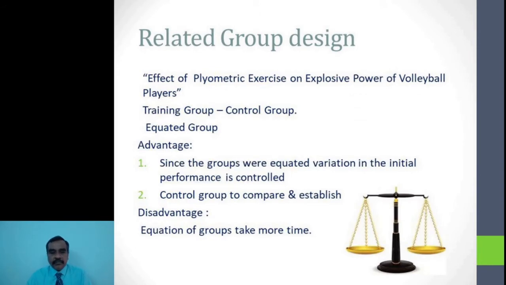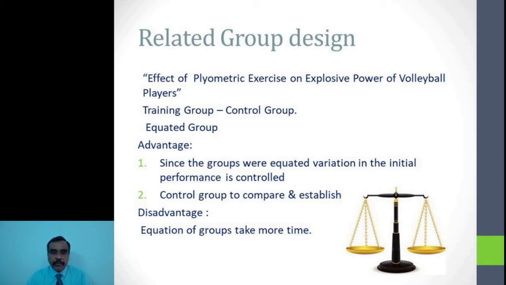Related group design. Here the groups are equated, so the groups are related in their measurement. Say, for example, the effect of plyometric exercise on explosive power of volleyball players. Here there will be a training group and a control group. The groups will be equated based on the initial scores of explosive power.